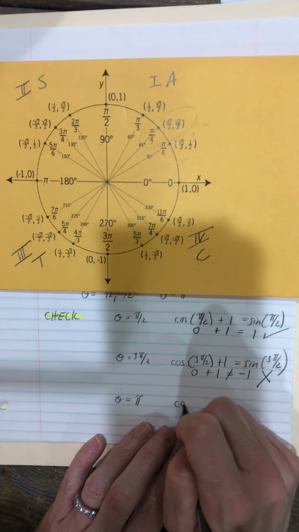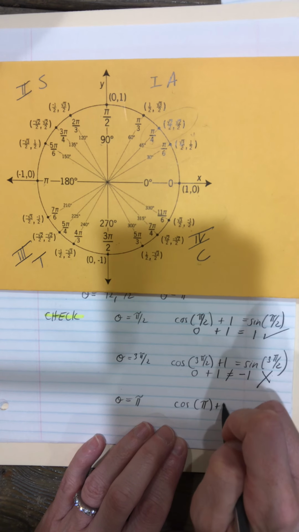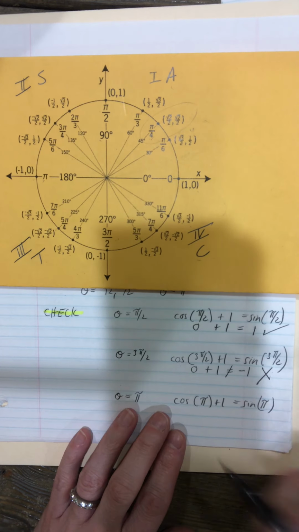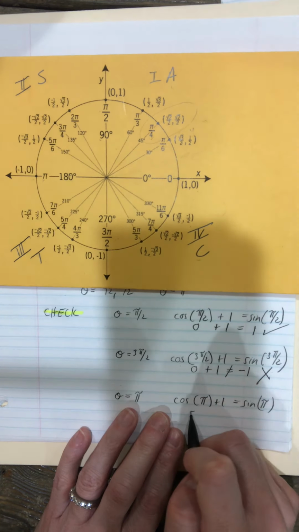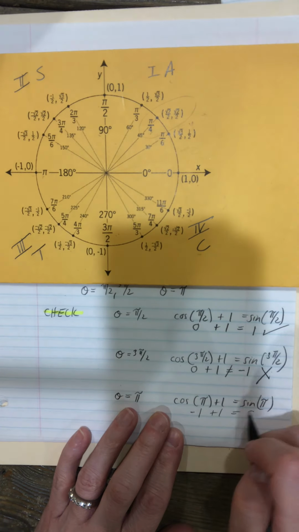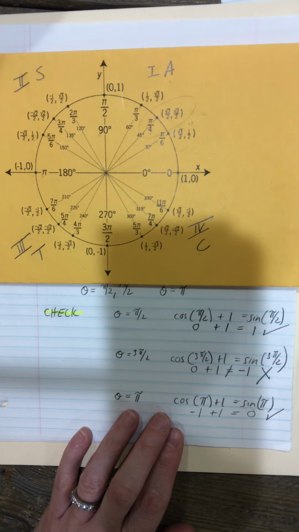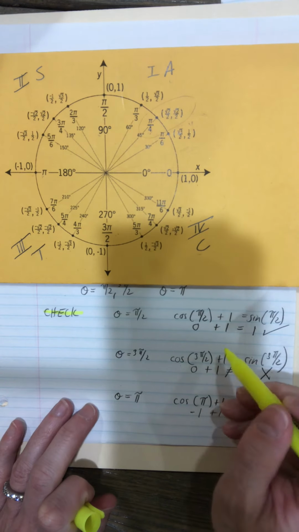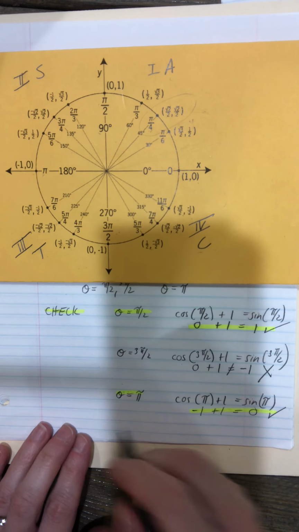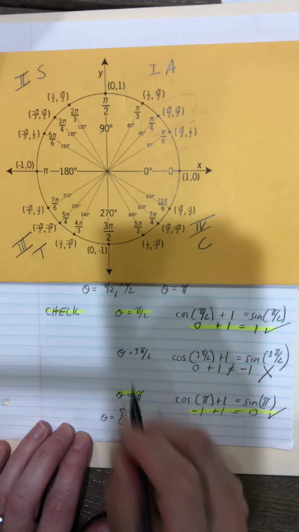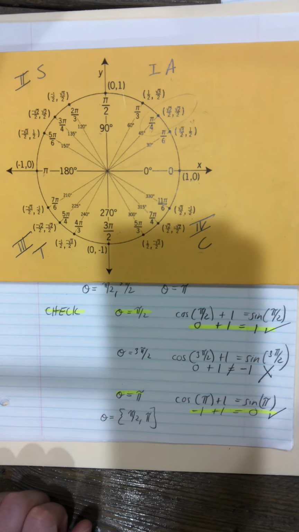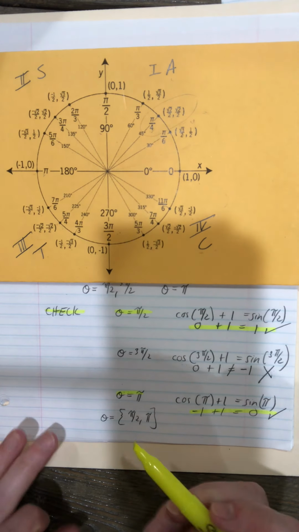Now let's try pi. Cosine of pi plus 1 equals sine of pi. So cosine of pi, look here, x is negative 1. Plus 1 equals sine of pi, which is 0. Negative 1 plus 1 is 0. That checks. So I have 2 that checked. That means my solution set for theta would be pi over 2 and pi. And that would be my solution.